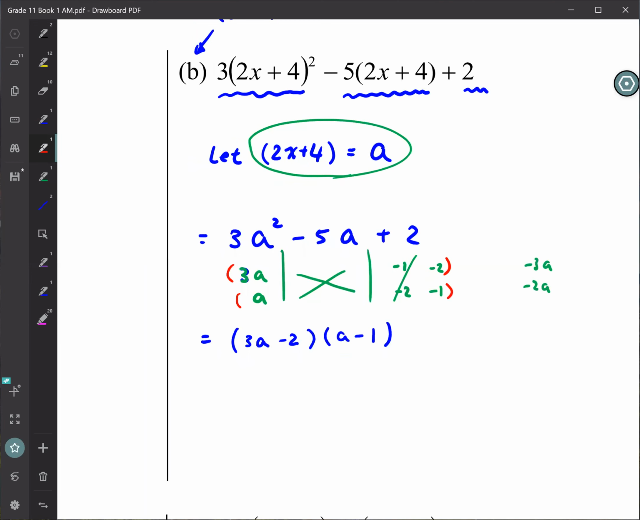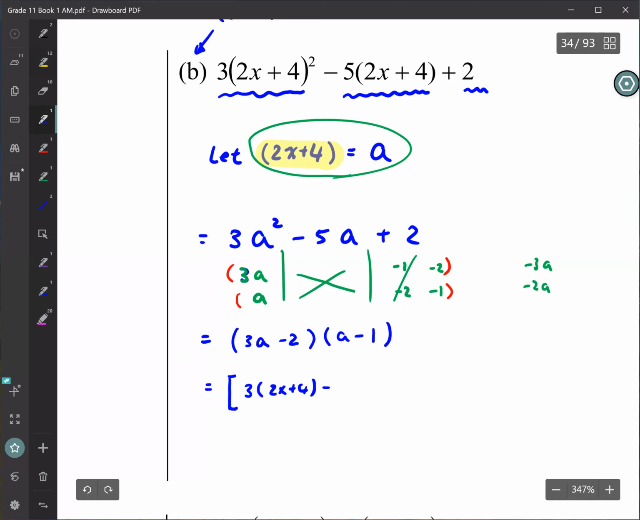Because the original question doesn't have A. A is just to help us figure out the cross multiply. So now we need to replace the A with the brackets. The yellow highlighted, 2x plus 4, needs to go in. Remember, you need to keep the brackets of the substitution, okay? So I'll make a square bracket for the outside one. A will be 2x plus 4, and then the other A is 2x plus 4.